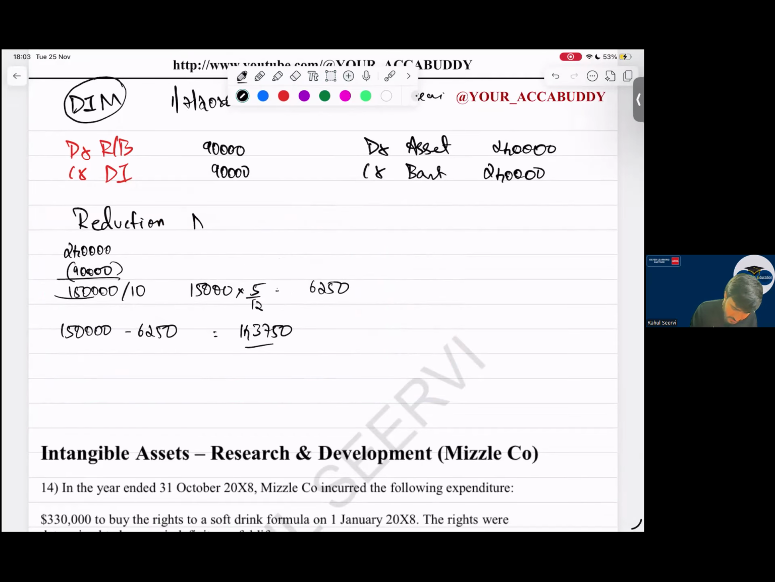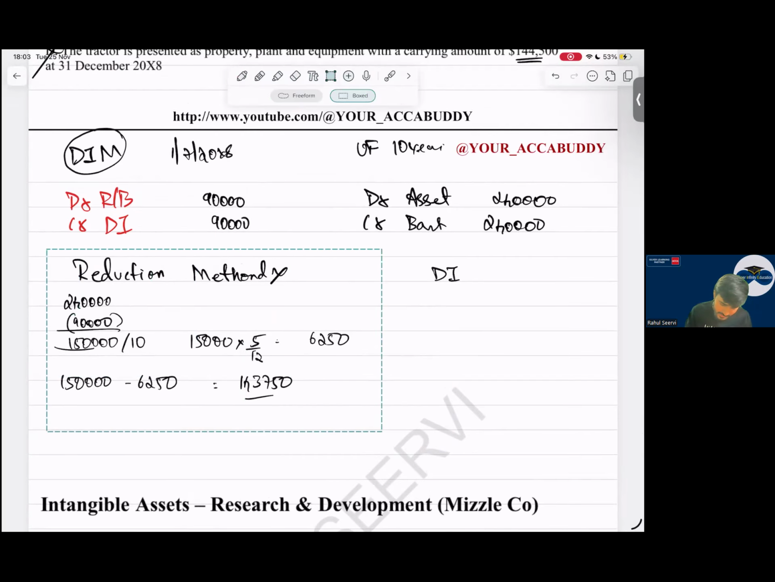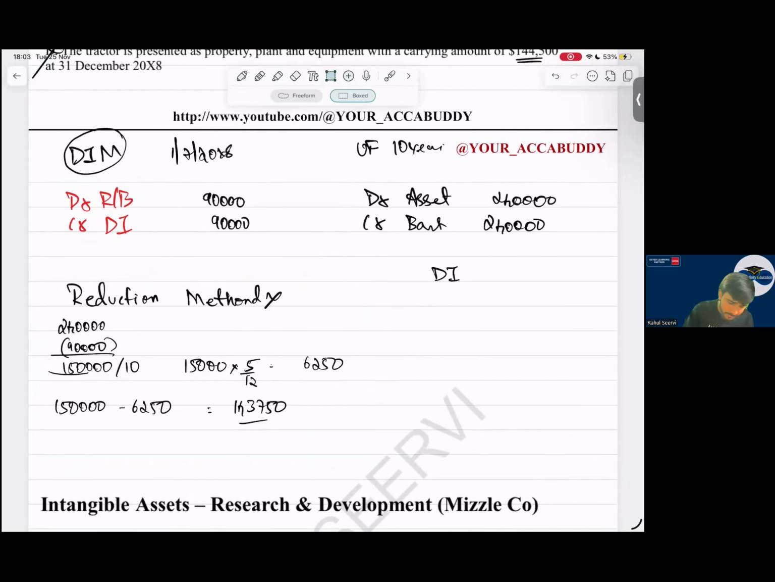Reduction method. This is wrong, better. Then, sir, deferred income. Now, see, deferred income. If it is deferred income, what will happen? Sir, deferred income means we have to take to P&L. Now, what is the useful life of this? Whenever we take grant into P&L, we take it over what? Sir, we take it as per the depreciation ratio.